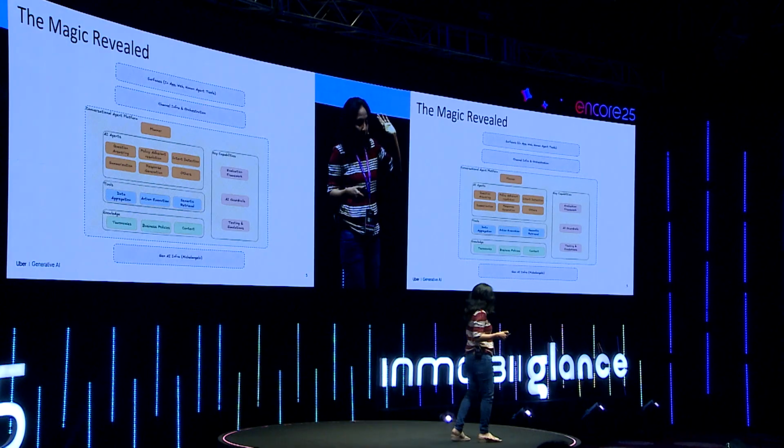On the other side are the key capabilities which we use across all agents, which is the evaluation framework, AI guardrails, and testing and simulations. So I'll go into each of these blocks in a little bit of detail.